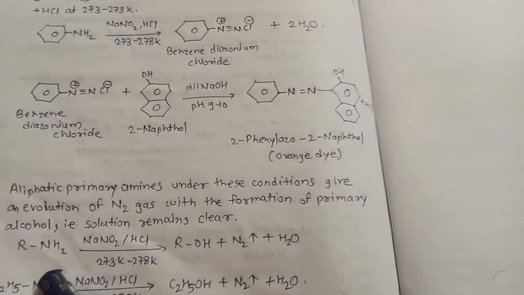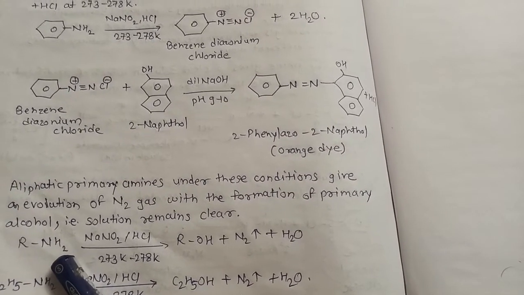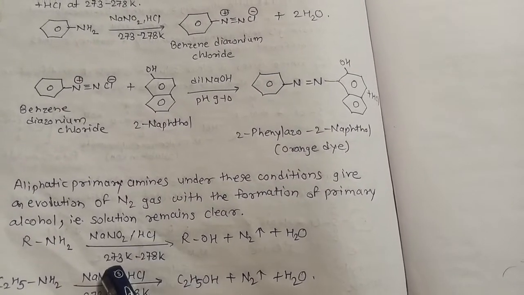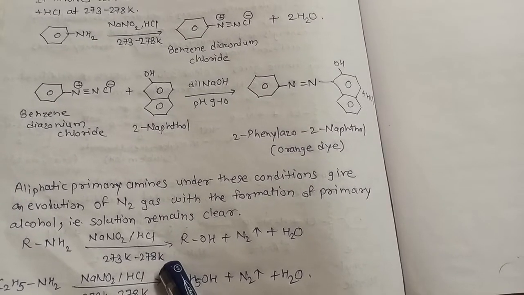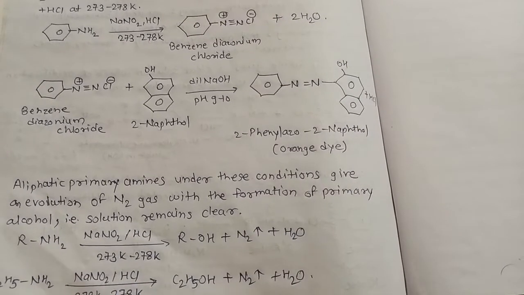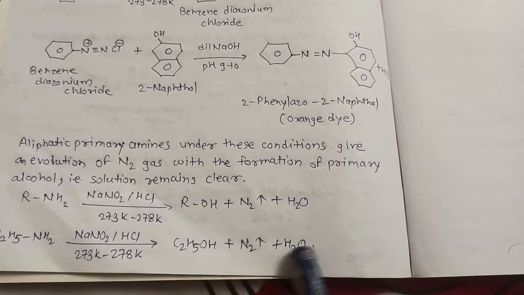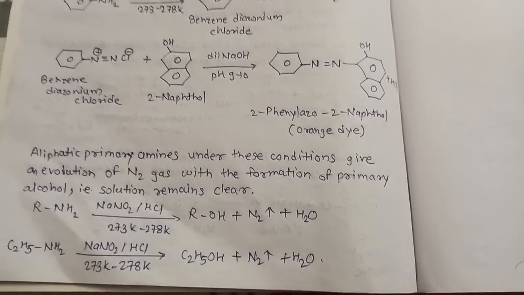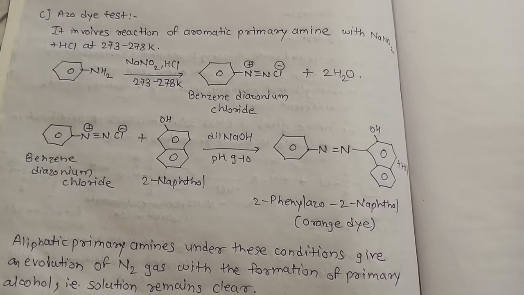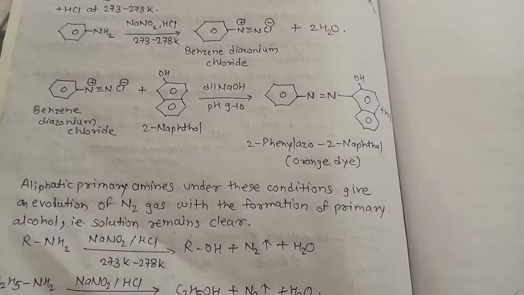So see RNH2, instead of aromatic amine aniline, they have used RNH2, that is primary amine. It could be CH3NH2, methanamine or ethanamine and so on. Same conditions, NaNO2 HCl, 273 Kelvin to 278 Kelvin, that is 0 to 5 degrees Celsius. It gives alcohol, primary alcohol, nitrogen gas is liberated, and water is the other byproduct. So one example is given. So that's how we can distinguish between aliphatic and aromatic primary amines. Aromatic primary amines give azo dye test, while aliphatic primary amines do not give azo dye test.